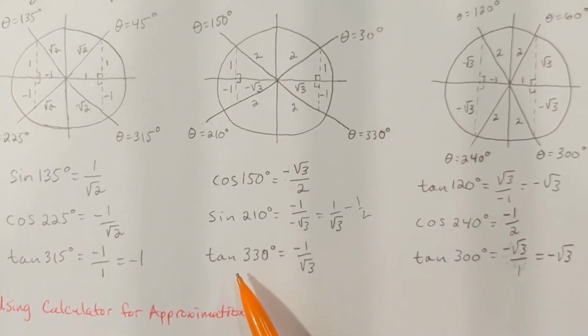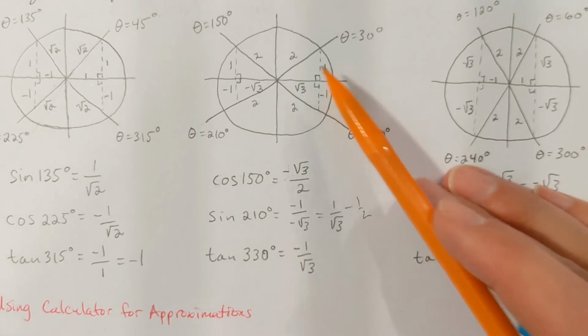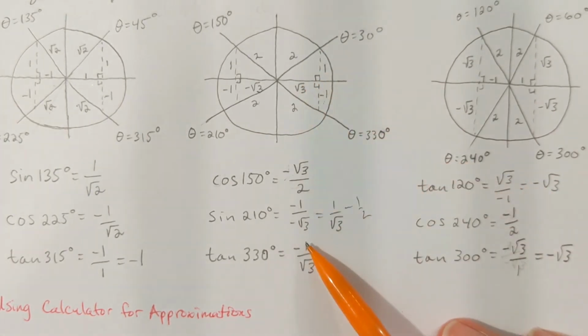And then tangent of 330 degrees. Okay, we want opposite over adjacent. That's -1 divided by √3, since √3 is the adjacent side. -1 over √3.